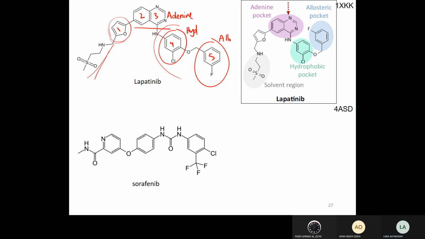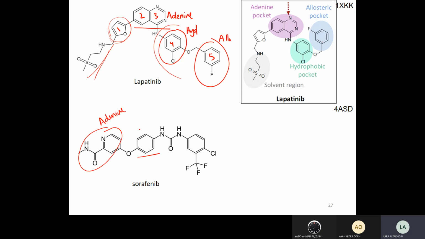Sorafenib, type 1. Okay, where is the ring, or let's say the ring system, that could bind in the adenine pocket, the one in the middle? Yeah, this one in here. I would expect this is the one that will bind in the adenine pocket.